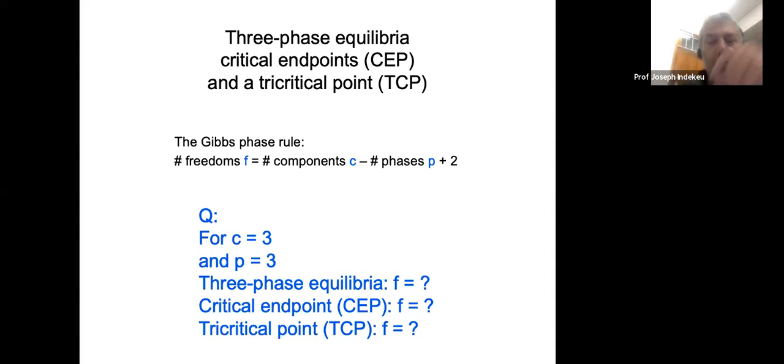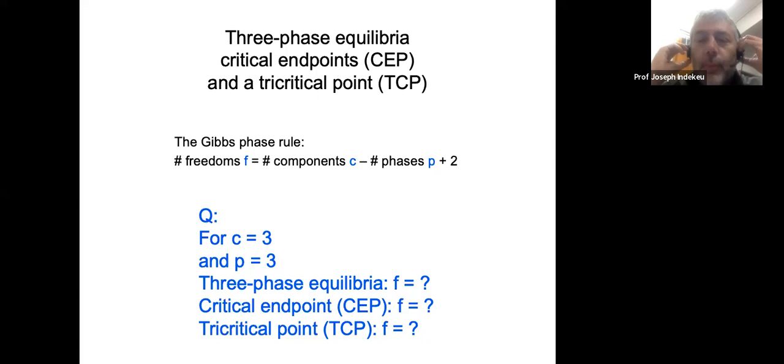So let's ask the question, if we take 3 components, which for our purposes is an ideal situation actually, and we want to have 3 coexisting phases, then what freedom is left? Well, we seem to have 2 freedoms left. So that would mean that we could talk about a surface of such states in a higher dimensional space.